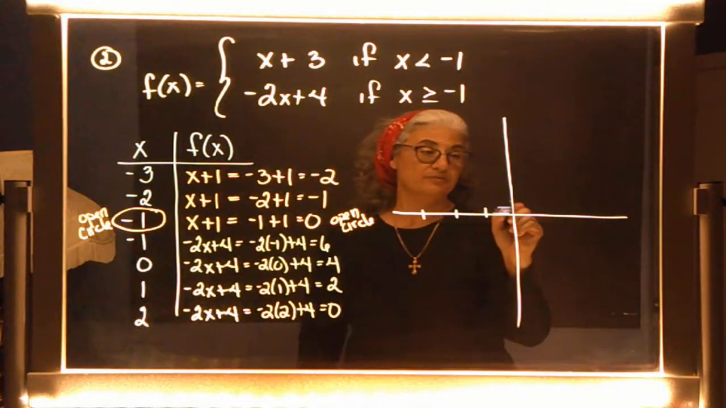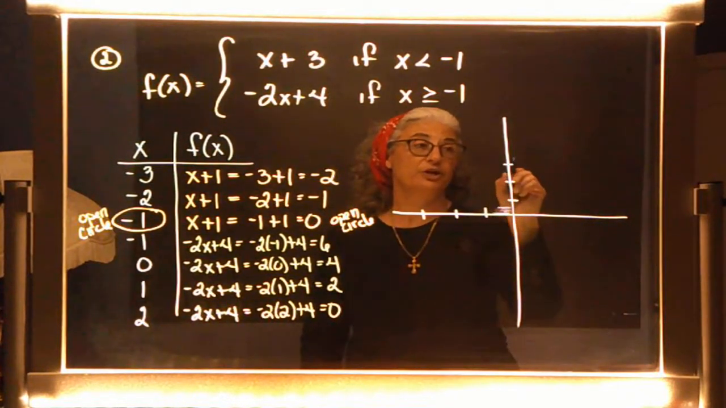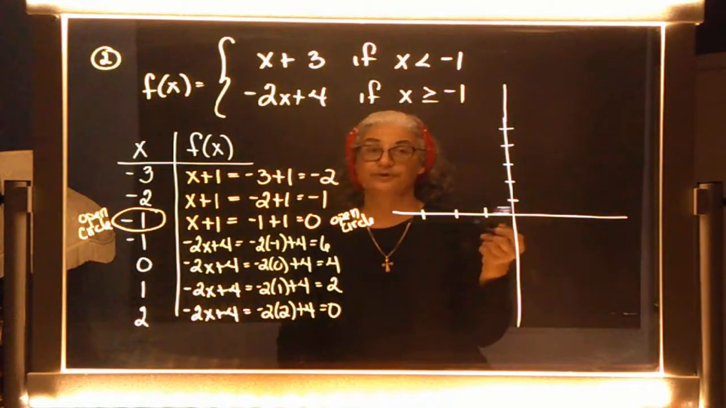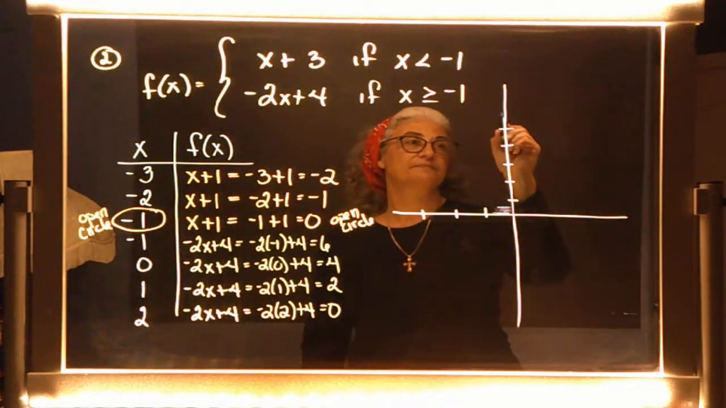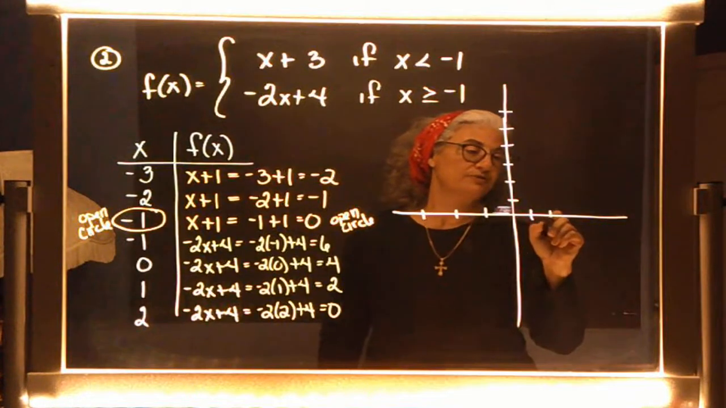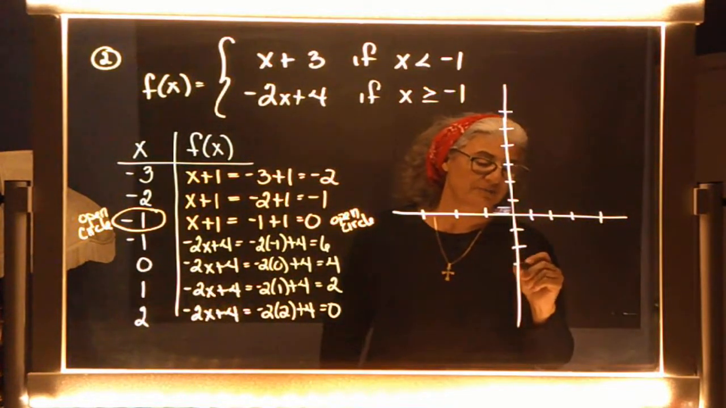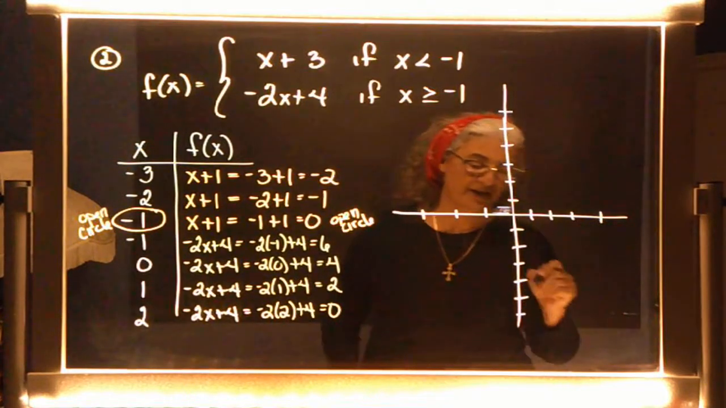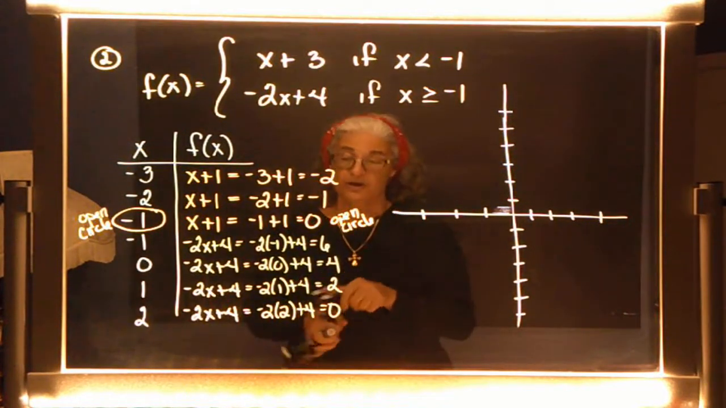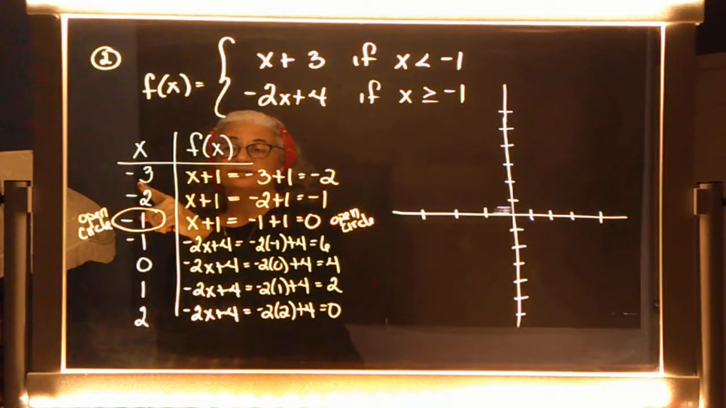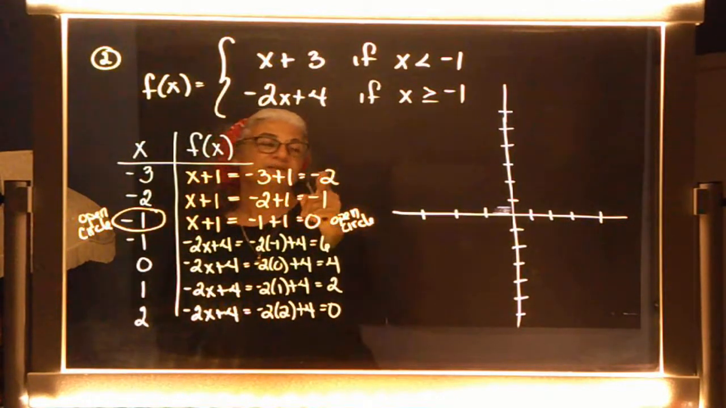Now, I know if you guys have graph paper at home, you should be using graph paper because it'll make this a lot nicer when you're graphing. And for those of you who don't grab graph paper, then you're going to have to do like I'm doing and try to make a nice, neat graph. Okay, so the first number we plugged in was negative 3. And when we plugged it in, we got negative 2.